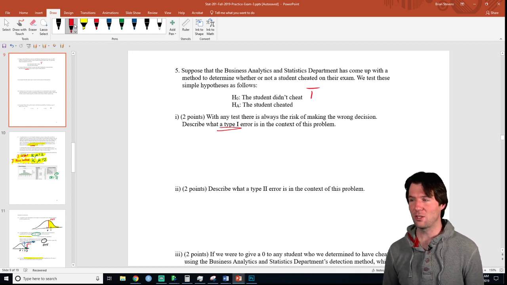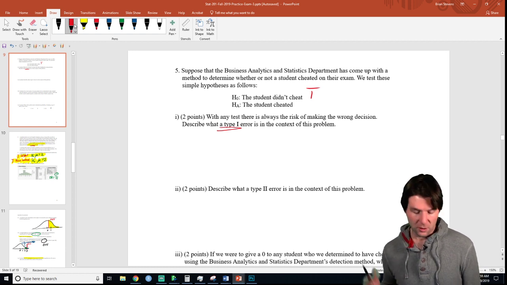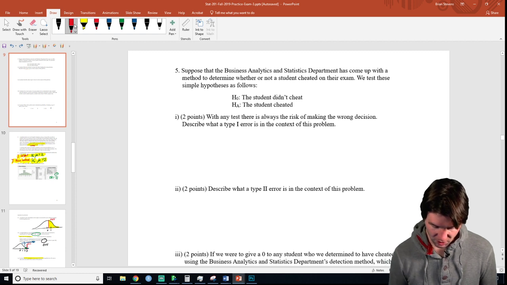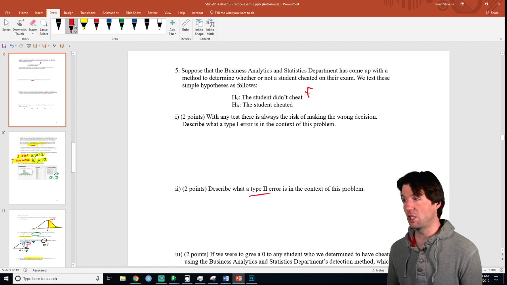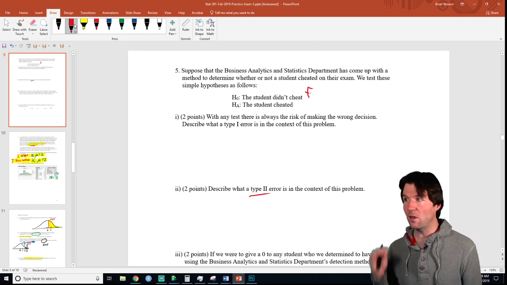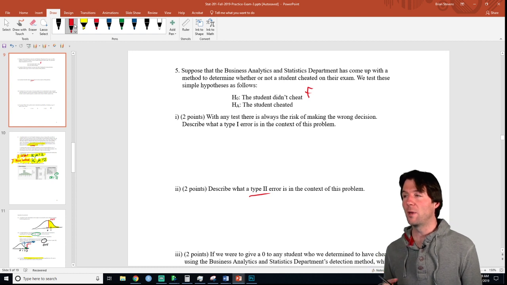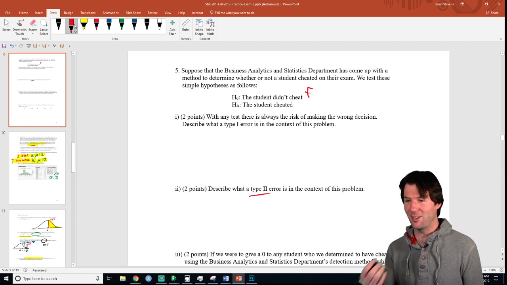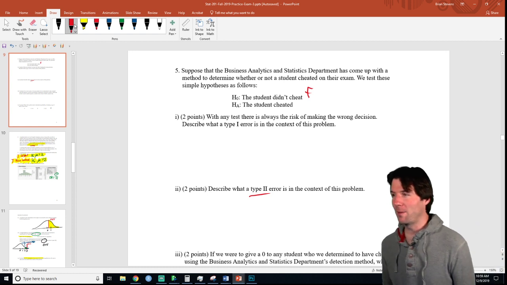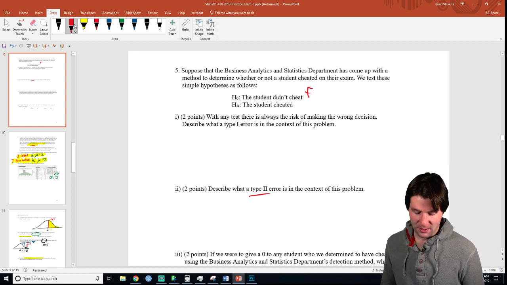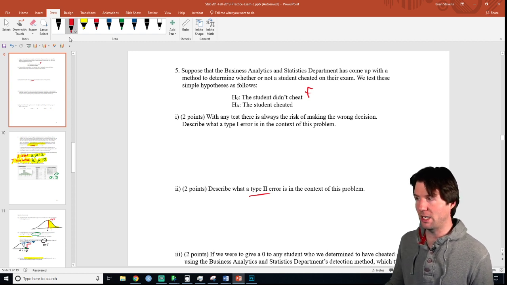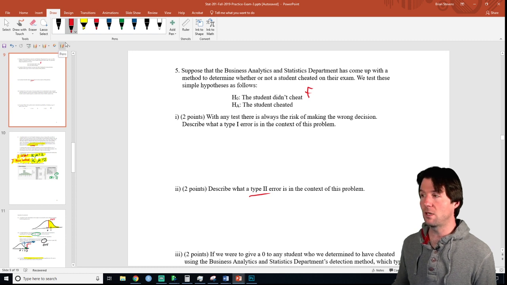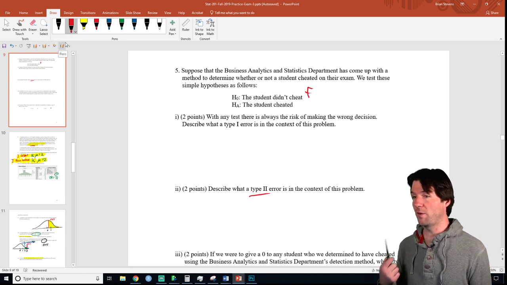But it is true that the student did not cheat, but we're going to say we have evidence that they cheated because we're going to reject the null. So a type 2 is the reverse. In a type 2, the null is false, but we fail to reject it. It is false that the student did not cheat, so they actually did cheat, but I'm going to fail to reject that, and say that I don't have evidence that they cheated, because in a type 2, the null is false, but I fail to reject it. The student actually did cheat, but I'm going to fail to reject the null.